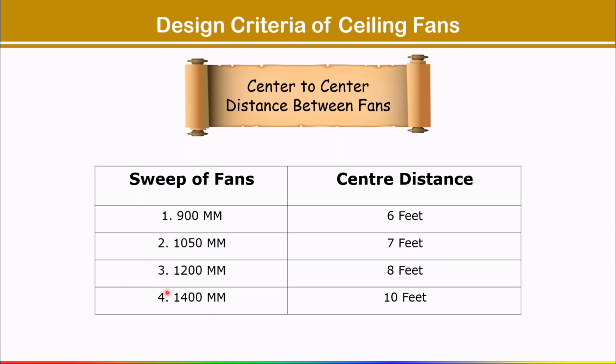Suppose you are selecting a 1200 mm sweep fan, and you are placing two or three fans. Center to center of the fans, how much distance minimum do you have to maintain? 8 feet. Okay, it is minimum. Don't go below that. That is why I'm telling you the minimum is 8 feet, or as per your requirement you can maintain more. I will explain how to do the placement of the fan, everything.